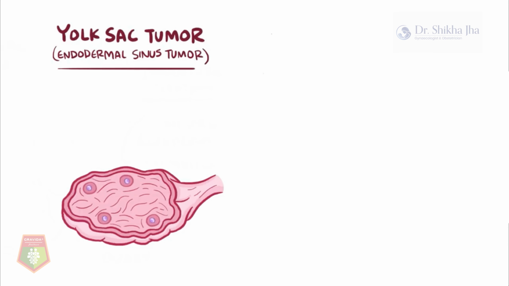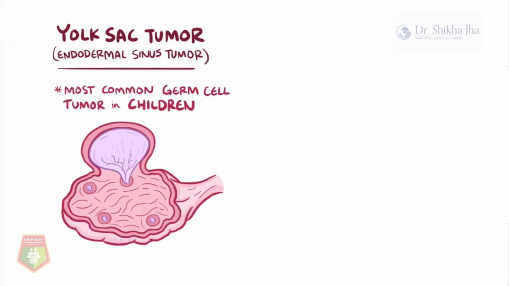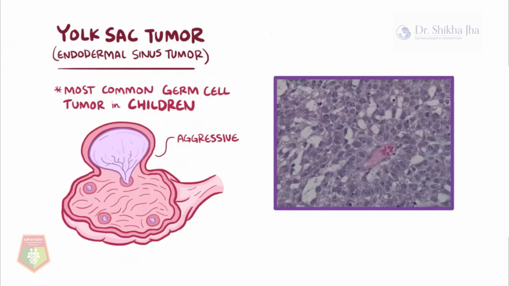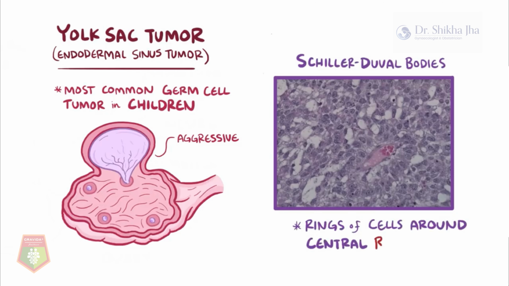The second subtype is a yolk sac tumor, also called an endodermal sinus tumor, and it's made of germ cells that differentiate into yolk sac tissue. These are the most common germ cell tumors in children, and the tumors can be very aggressive. Under the microscope, they form Schiller-Duval bodies, which are rings of cells around a central blood vessel.